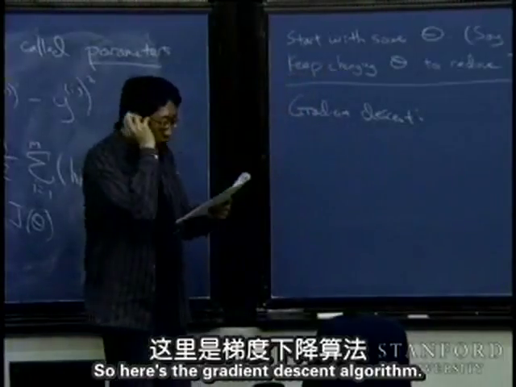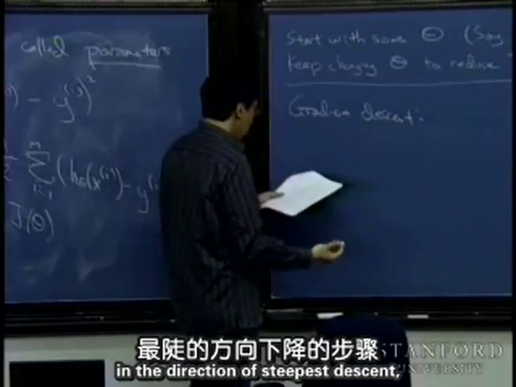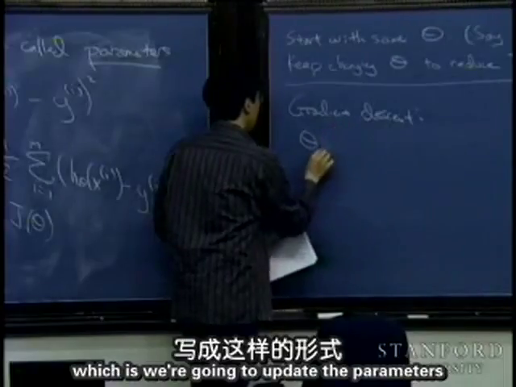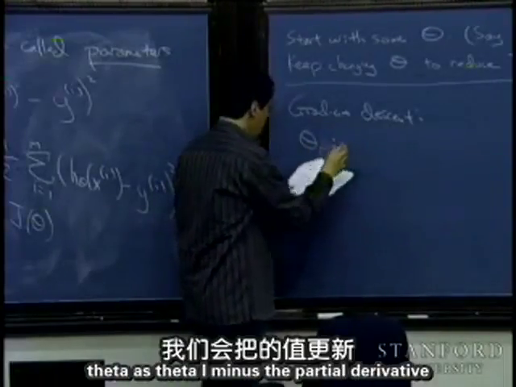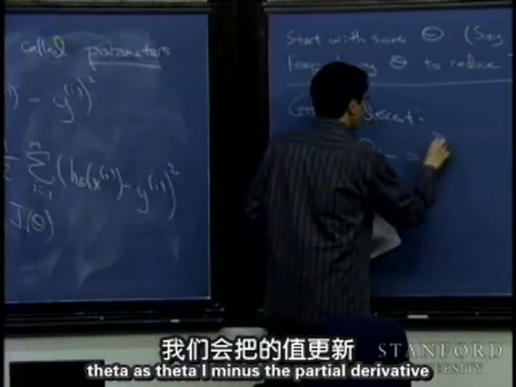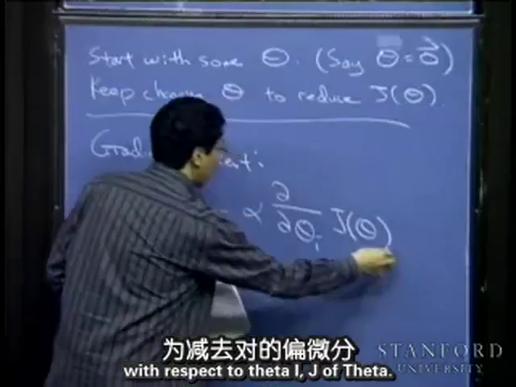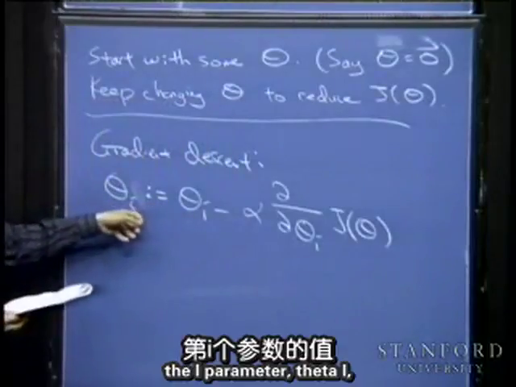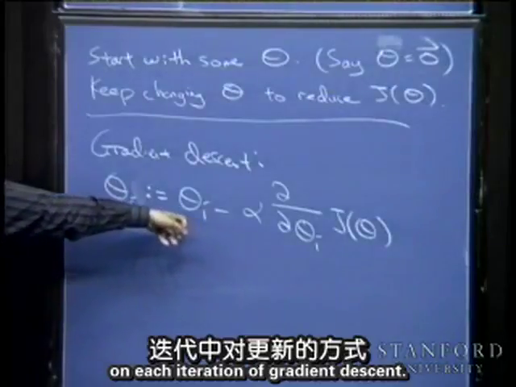So here's the gradient descent algorithm. We're going to repeatedly take a step in this direction of steepest descent, and it turns out that you can write that as follows: we're going to update the parameters theta i as theta i minus the partial derivative with respect to theta i of j of theta. Okay, so this is how we're going to update the i-th parameter theta i on each iteration of gradient descent.